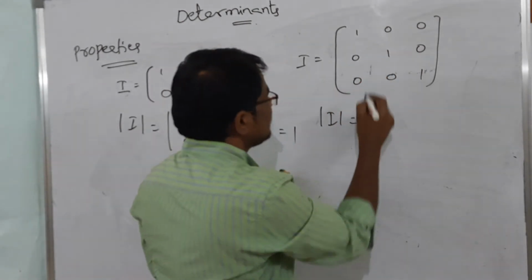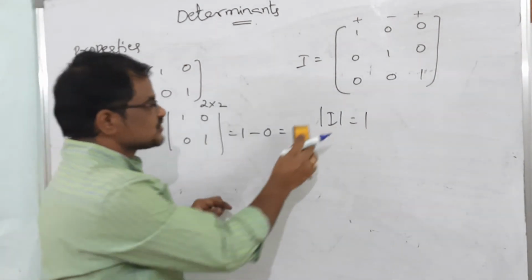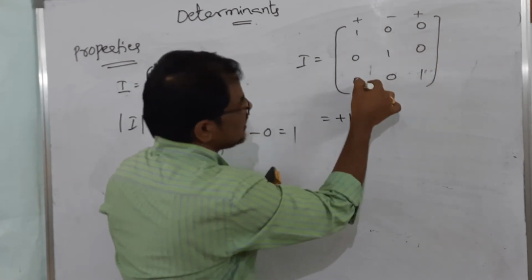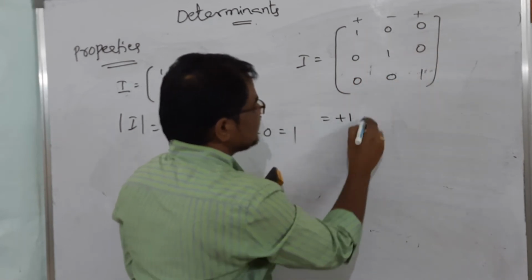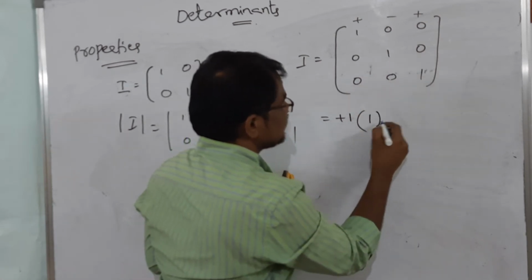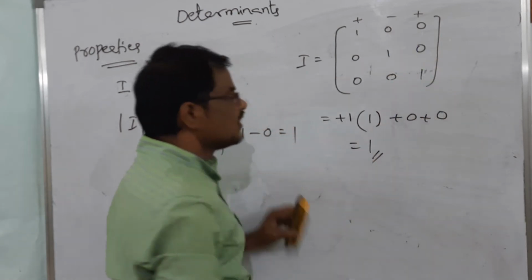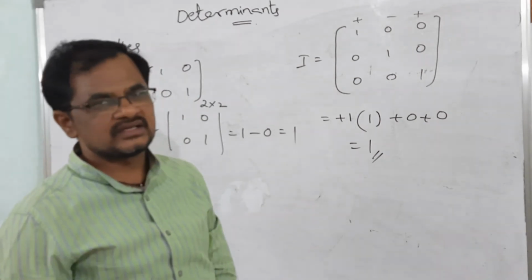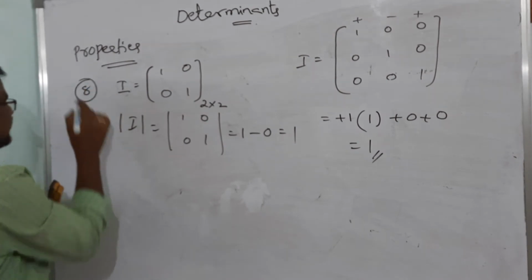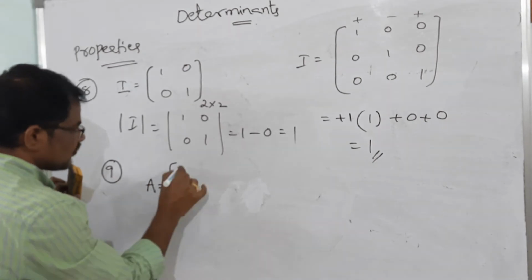Here, with signs plus minus plus, if you expand along the first row, you get plus 1 into the determinant after eliminating the first row and first column. What is remaining is the determinant of 1 0 0 1, so 1 minus 0 is 1. The other terms are 0, so you get 1. The determinant of the identity matrix equals 1. This is the 8th property.